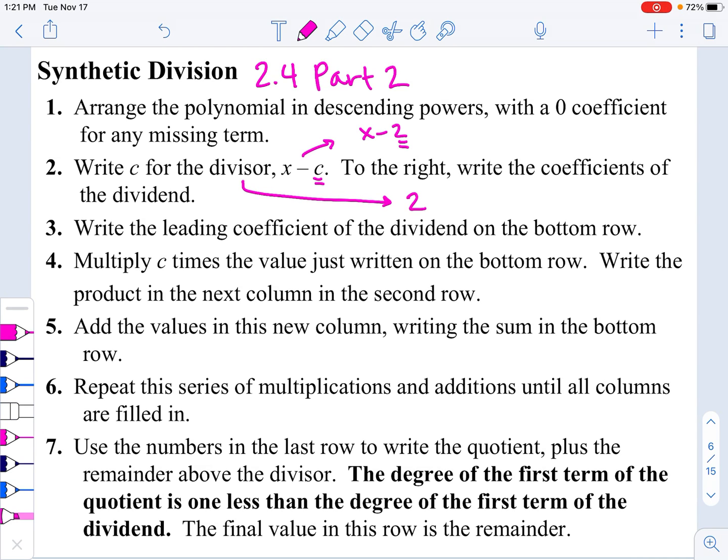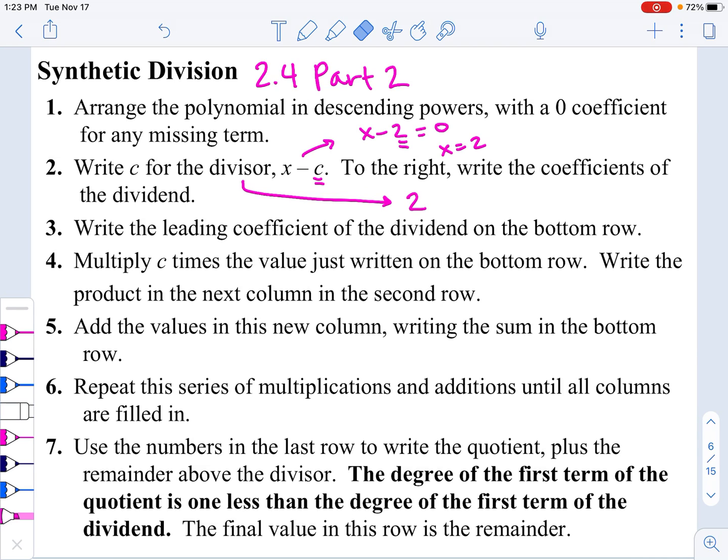Another way to figure that out, instead of looking after the subtraction sign, would be to take that expression, set it equal to 0, and then solve for what x is equal to. X equals 2 means that would be a solution or a 0 of the polynomial expression. So it says to write C for the divisor. We're going to pick that number, just the number 2 in our case of an x minus 2. So just the value C, the number after the minus sign, to divide by. So we're going to write C for the divisor.